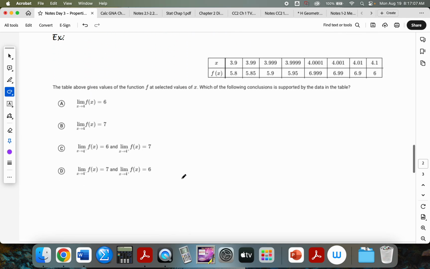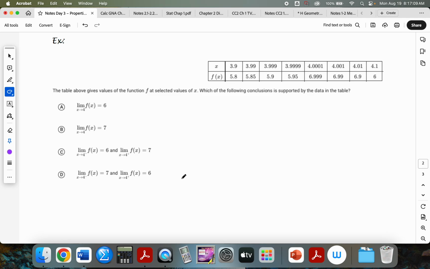All right, let's take a look at this one. The table above gives values of the function f at selected values of x. Which of the following conclusions is supported by the data in the table? All right, so the first one, the limit as x approaches 4 of f of x is 6. Is that supported by the data in the table? No, because 4 is right in here someplace, right? That approaches 6, but not so much the right-hand limit, so that's not it.